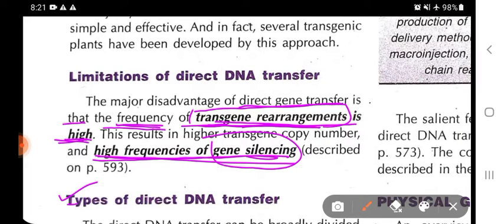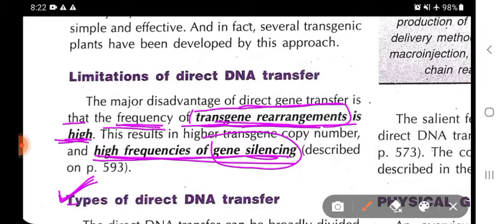So if someone asks what are the limitations of direct gene transfer, you have to say an increase in the frequency of transgene rearrangement. And the second thing, you will say that as there is a high copy number introduction of our DNA, because there is no control of direct DNA transfer, there is a possibility of gene silencing.